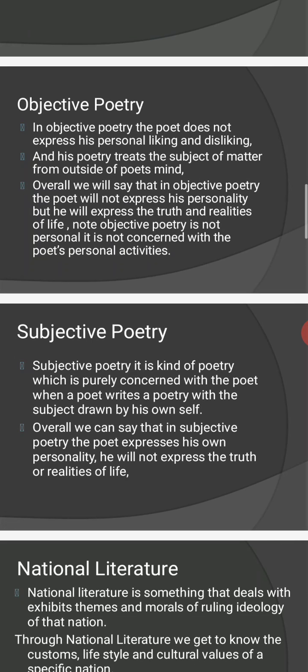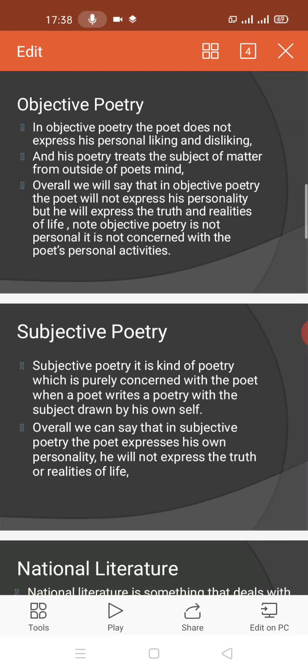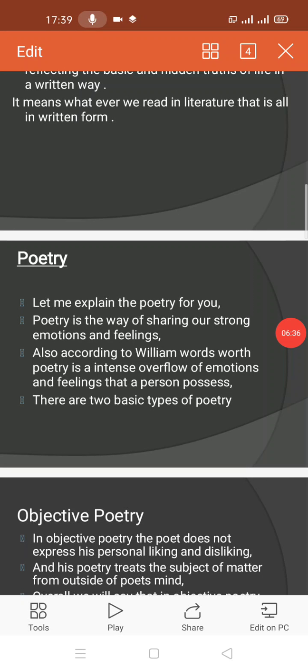Subjective poetry is the second type of poetry. It is the kind of poetry which is purely concerned with the poet. When a poet writes poetry with the subject drawn from his own self, overall we can say that in subjective poetry the poet expresses his own personality. He will not express the truth or realities of life. Well, I have some other definitions of poetry, and I'm going to explain them one by one.